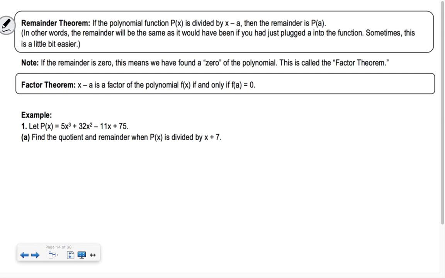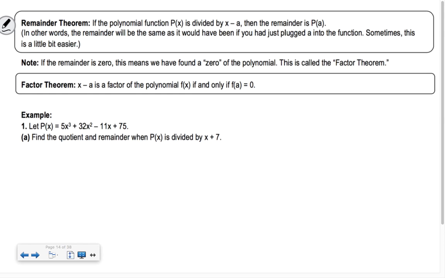In other words, the remainder will be the same as it would have been if you had just plugged a into the function. Sometimes it's much easier to just plug a into the function. Sometimes it's much easier to use synthetic division. So you can kind of choose your battles. If the remainder is 0, remember, that's good. That means that it factored.